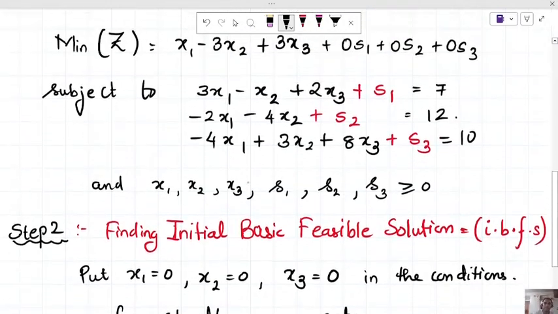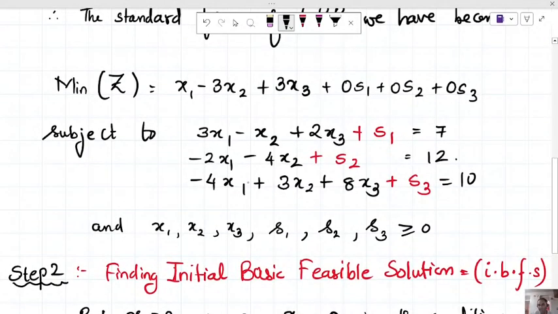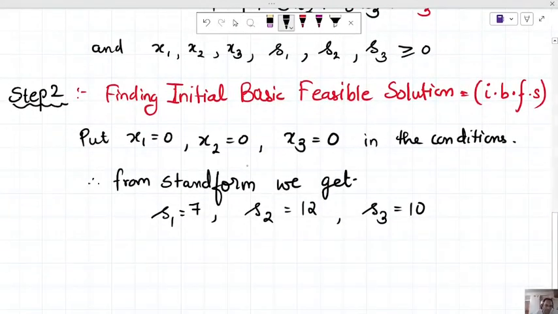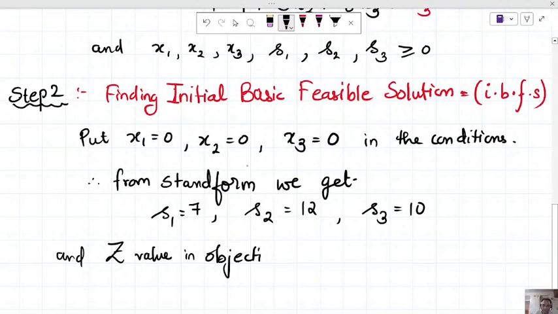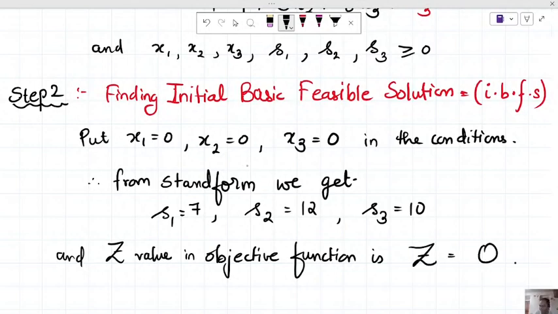Moreover, when you substitute x1, x2, x3 in the objective function, what is the value of z? The z value in the objective function is z equal to 0. Okay, this is what you get. So all these things you get from the initial basic feasible solution.